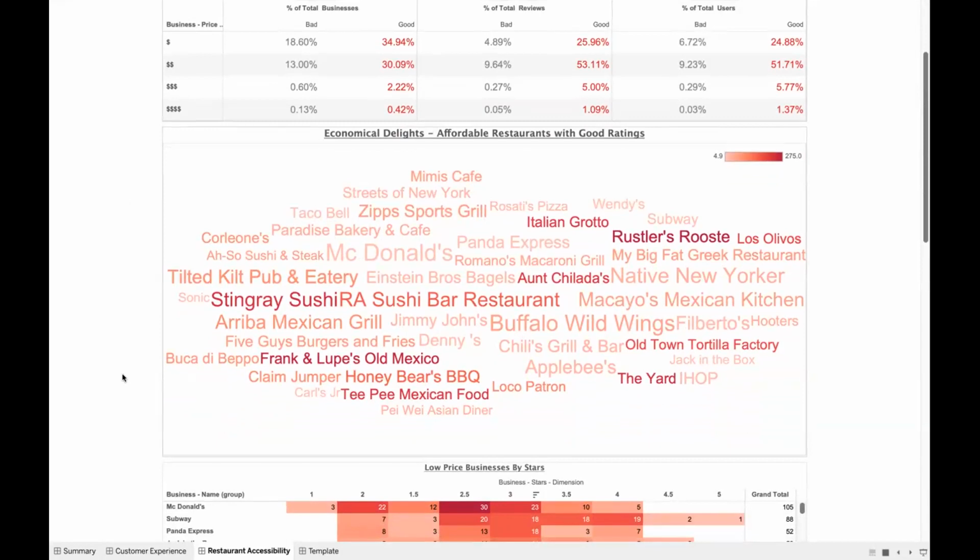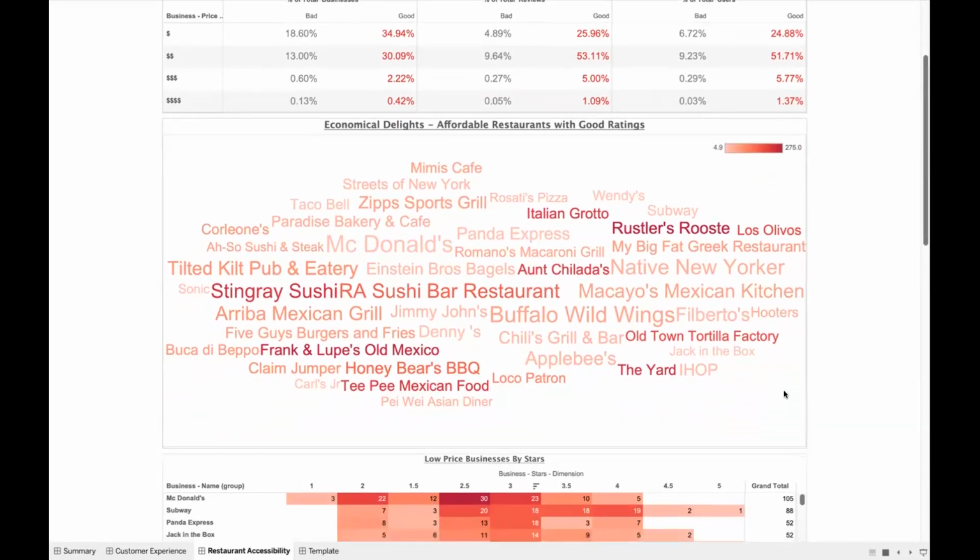We have these restaurants which are performing really well and also have a price range of either $1 or $2. And we can see famous restaurants like Panda Express, McDonald's, Buffalo Wild Wings, Chili's, all of them are doing really well.